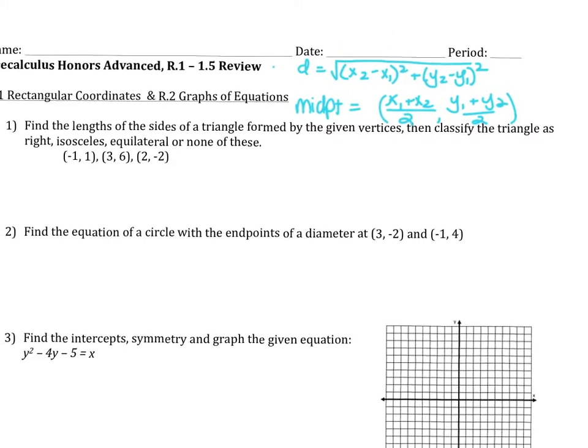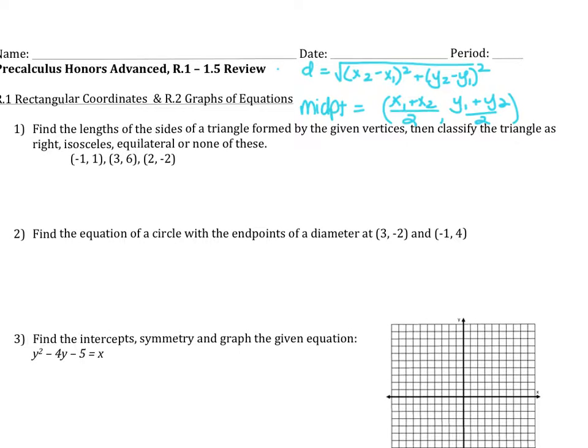Number 1 says, find the lengths of the sides of the triangle formed by the given vertices, then classify the triangle as right, isosceles, equilateral, or none of these. So you're going to use the distance formula 3 times. Find the lengths of each of those sides and then classify it.